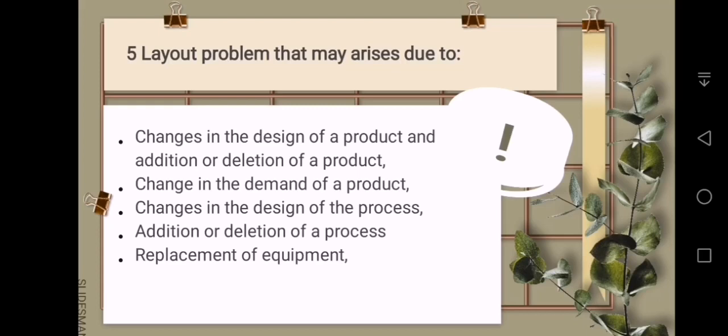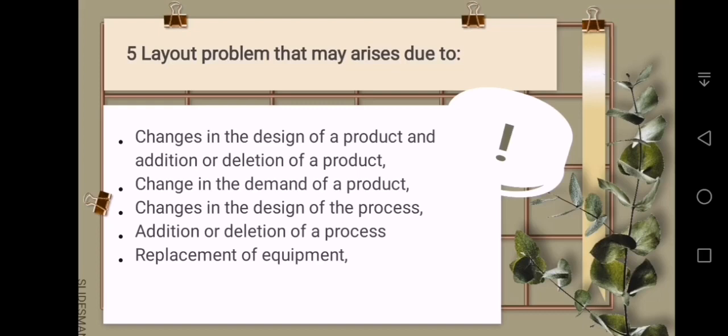Second, change in the demand of a product. It is important because together supply and demand determine the prices and the quantities of most goods and services available in a given market. Third, changes in the design of the process. It is important to consider process in the overall management of an organization so that they can develop new process skills that permit the next project to be done more swiftly and efficiently.